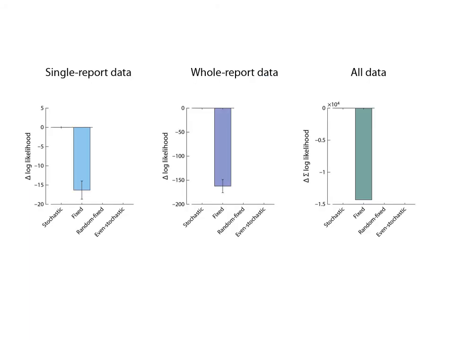Here are the results of the model comparison, plotted as log likelihood differences from the stochastic sampling model. First of all, we can see that for both types of task, there's overwhelming evidence that stochasticity in the number of samples improves fits to data. And in fact, the whole report data can't really be fit at all by the model with fixed sample counts, equivalent to slots-plus-averaging.